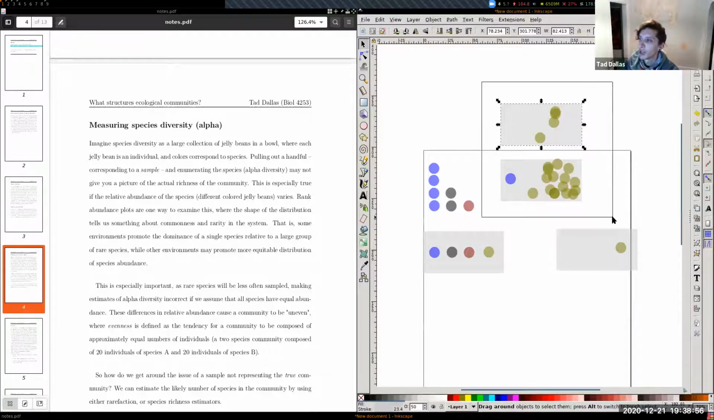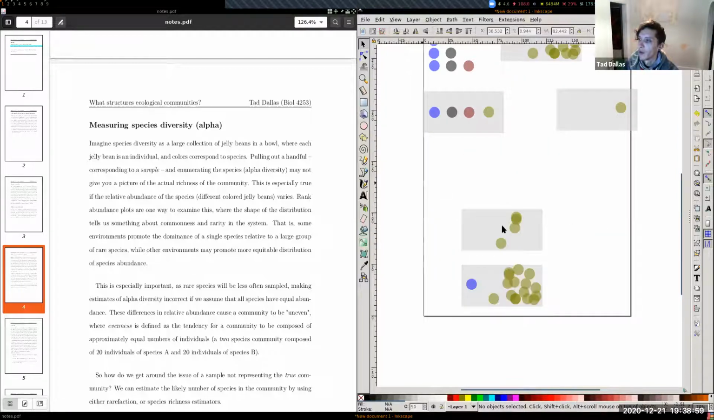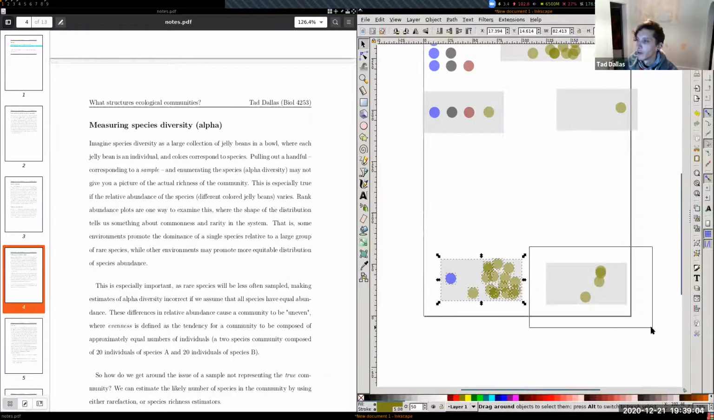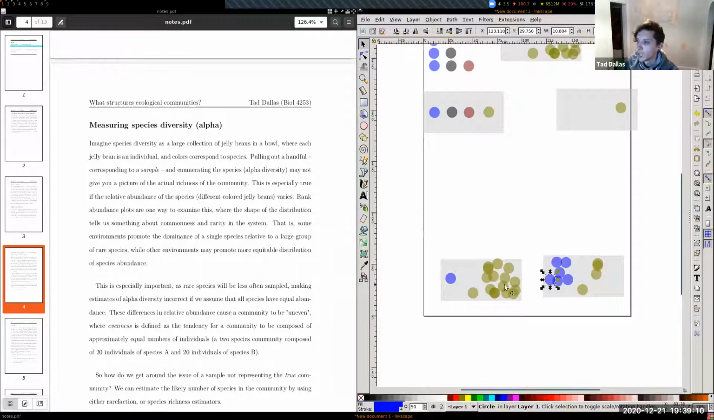Here's what I mean by that. I'm just going to copy this entire thing and move it down here. So let's say I have these two communities, and they're both going to contain the same two species. They're both going to contain the same number of individuals, right? But one contains only one blue individual or some small number of blue individuals, and the other contains a more even representation between the two species.